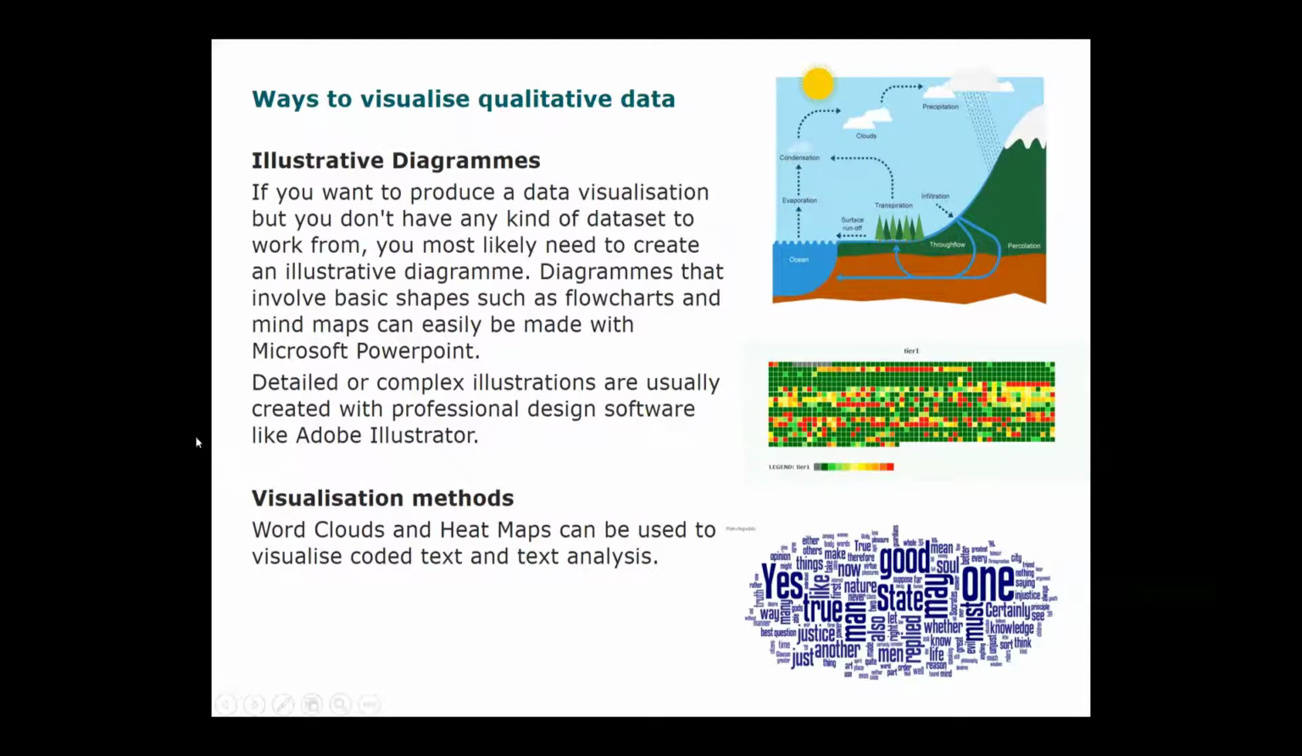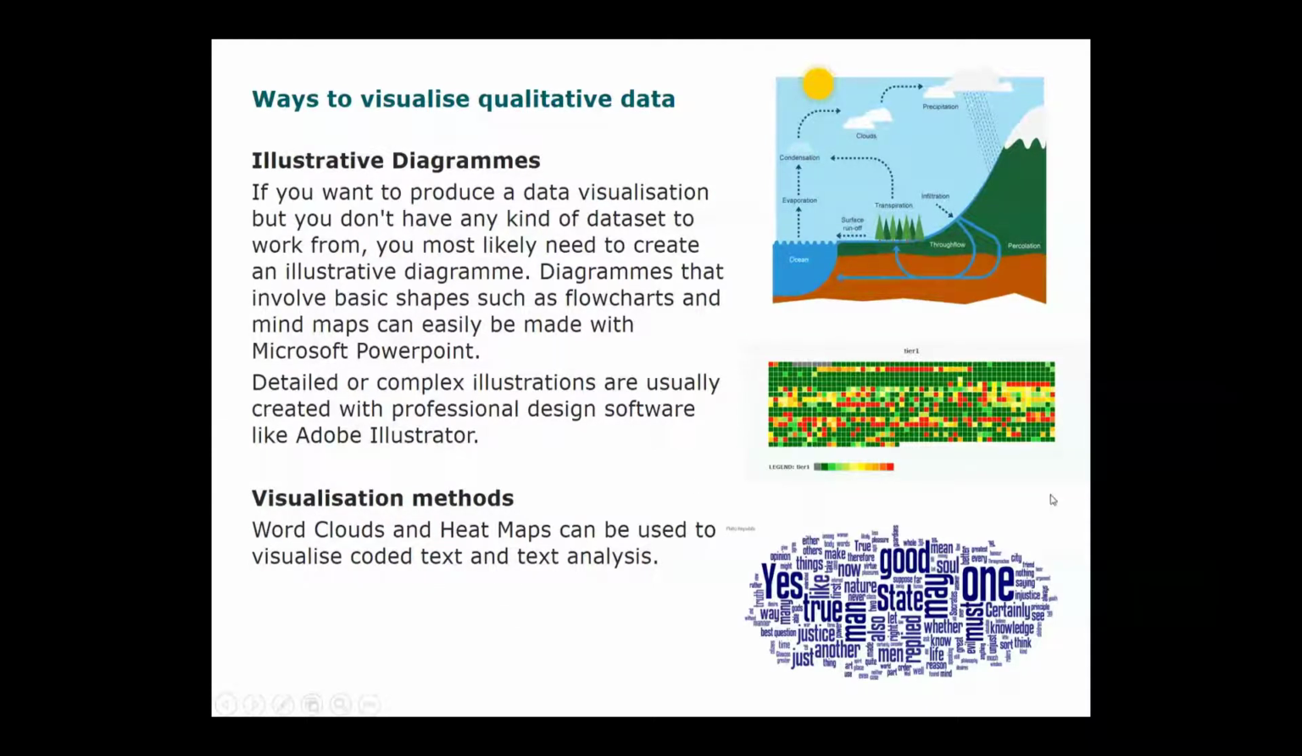This diagram will involve basic shapes such as flowcharts or mind maps, things like that, which you can usually easily make with a Microsoft PowerPoint slide, or there's obviously a lot of other tools that you can also use to do that. Detailed or complex illustrations will be made with professional design software like Adobe Illustrator. Then the visualization methods with coded text and text analysis will be these two examples: a heat map or a word cloud will be the best way to visualize those types of analysis.